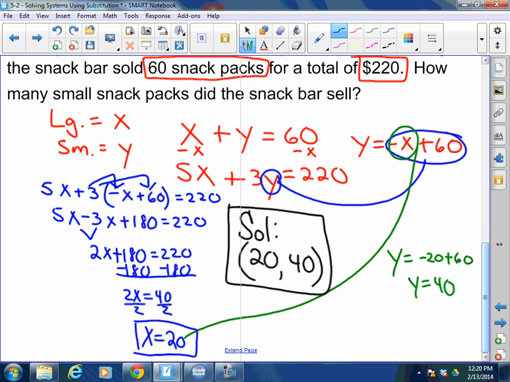How does that make sense? 20 plus 40 is 60. 20 times 5 is 100. 40 times 3 is 120. 100 plus 120 is 220. It works. Does that make sense, my friends? Promise? You got this? Okay.